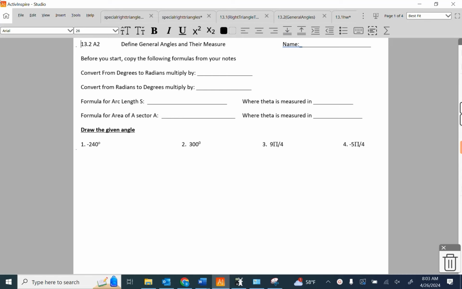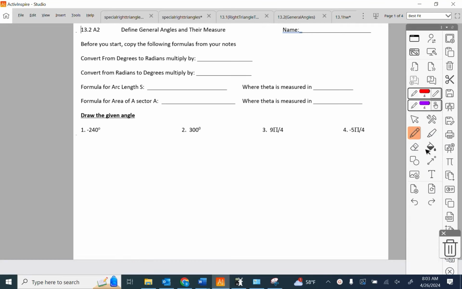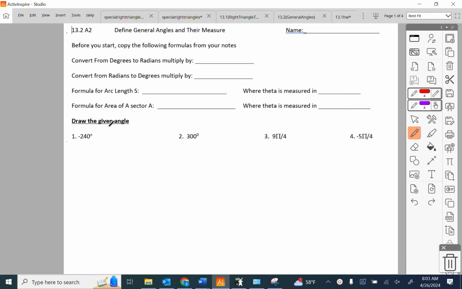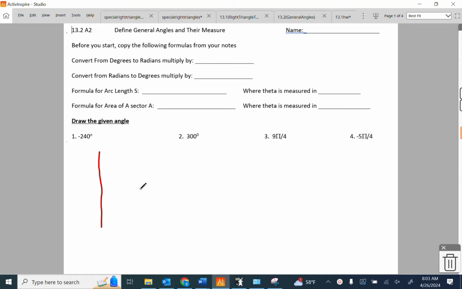We got 13.2. And where am I going to start? I'm half tempted to do this for you, but I'm not going to. So draw the given angles. Let's do the first one. That way everybody gets at least the first one.